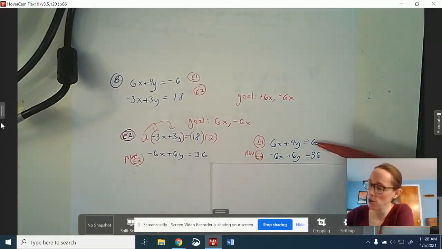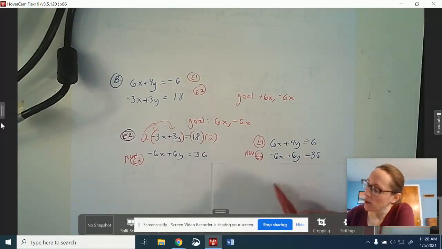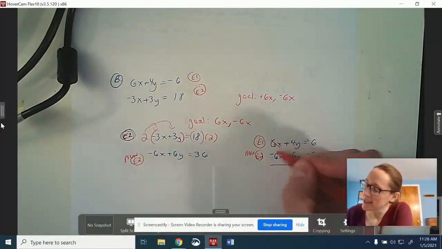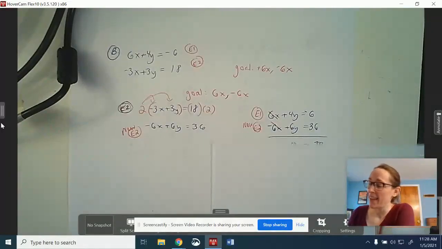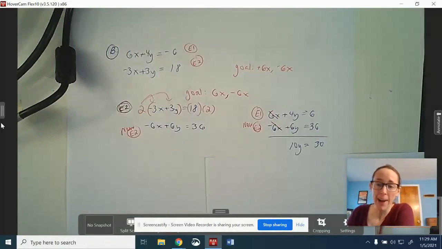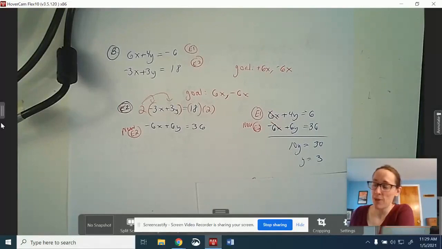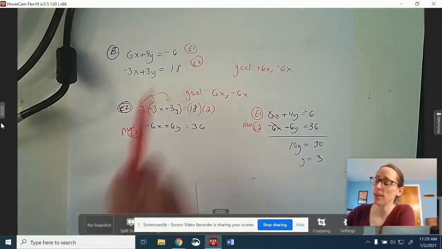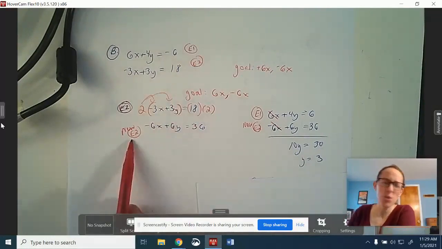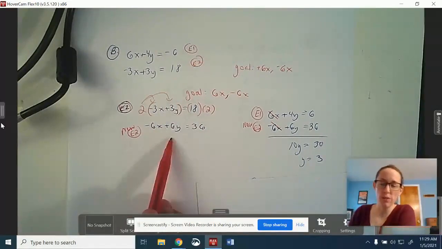So I copied equation 1. Here's my new equation 2. And if you check it out, what's going to happen here is 6x and negative 6x are going to cancel. So the x is going to go away, and that leaves us with just the variable y, and we can now solve to get y equals 3. Once you have y equals 3, you can plug into equation 1, equation 2, or new equation 2, but those numbers are bigger, so I avoid that one.